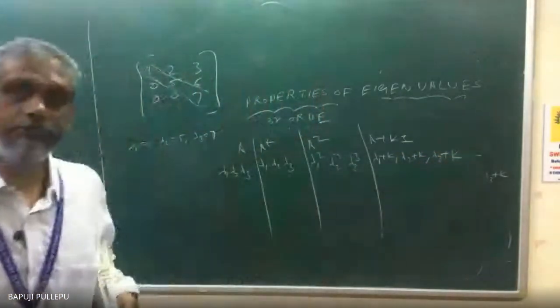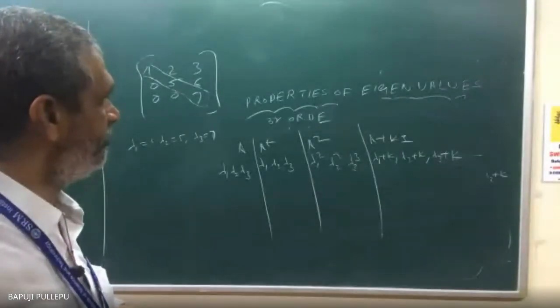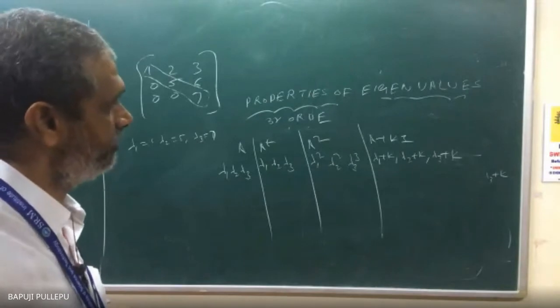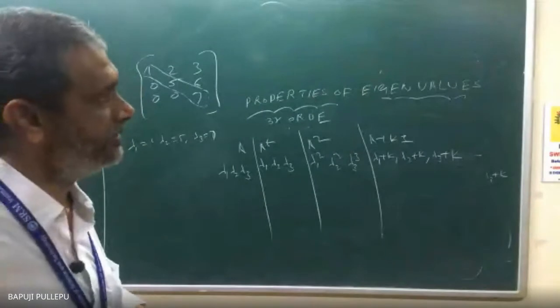Happy now? Clear? Now, if A has eigenvalues lambda 1, lambda 2, lambda 3, then A square has lambda 1 square, lambda 2 square, lambda 3 square, and A plus kI has lambda 1 plus k, lambda 2 plus k, lambda 3 plus k.